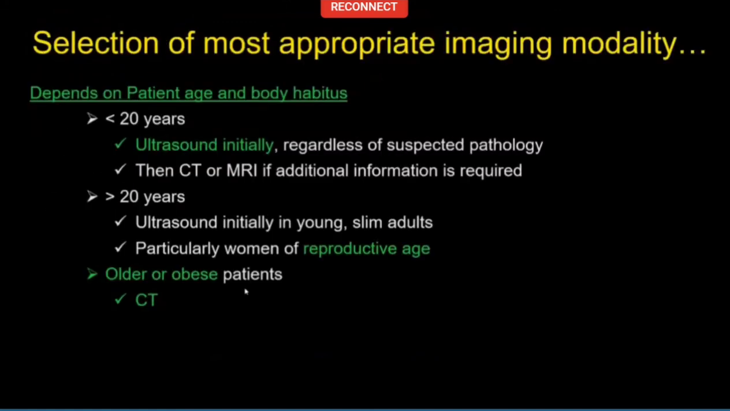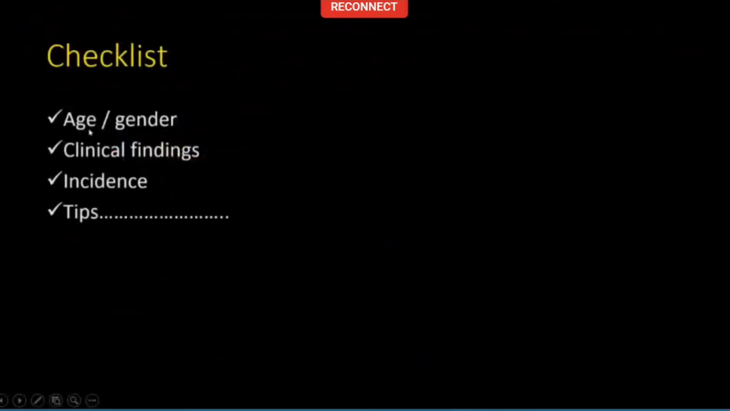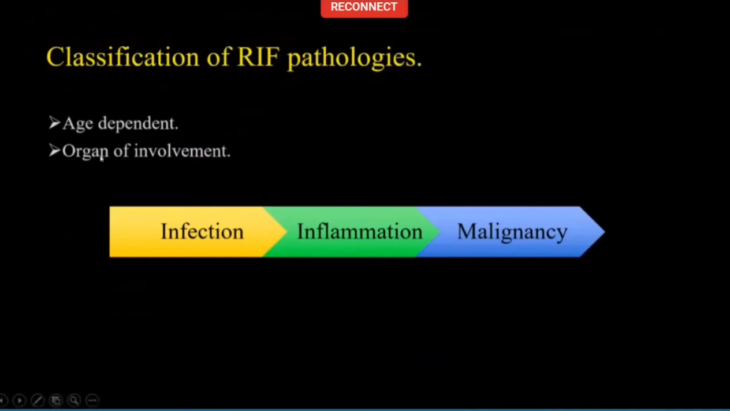So the checklist you should always remember before you start with scanning of the patient: check the age, the gender, the clinical findings. Then go through the list of incidents. Just don't look at the 60% incidence, but also think about the 40% incidence. So, as I said, age dependent, organ of involvement, and the golden rule, infection, inflammation, and malignancy, IIM.